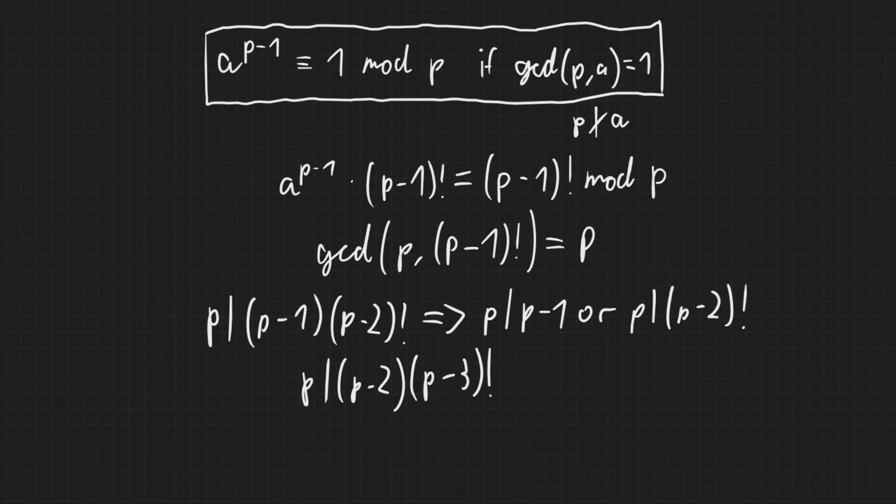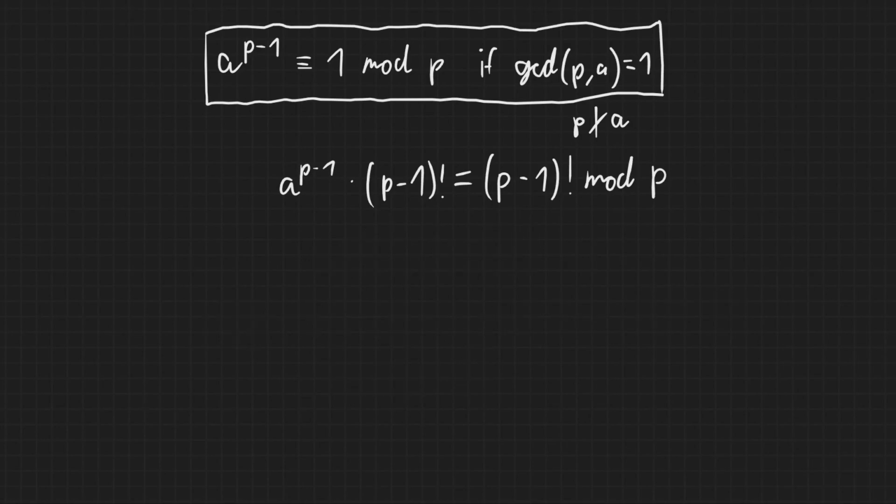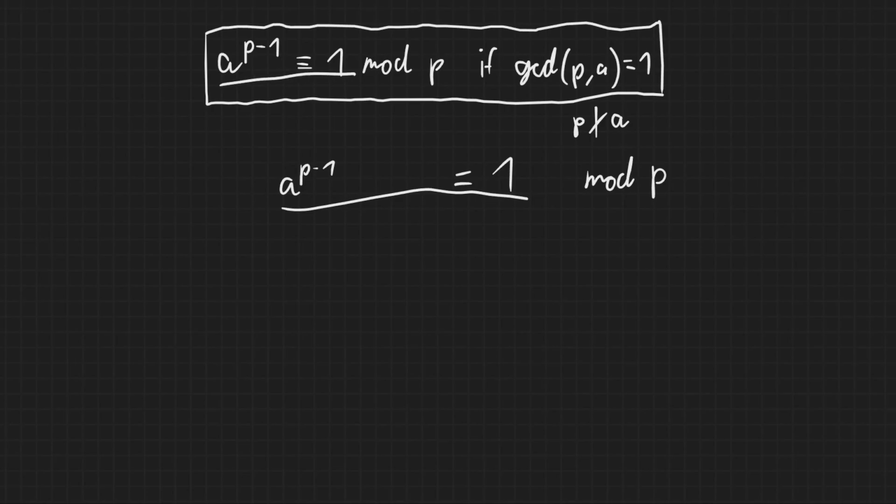And this means that the GCD of P and P minus 1 factorial can't be P, so it has to be equal to 1, and therefore P minus 1 factorial has a multiplicative inverse modulo P. This means that we can safely multiply this equation by the multiplicative inverse of P minus 1 factorial, which then cancels out with P minus 1 factorial, giving us 1. So the only thing that's remaining is a to the P minus 1 on the left-hand side and 1 on the right-hand side. And this is exactly Fermat's little theorem that we were trying to prove.